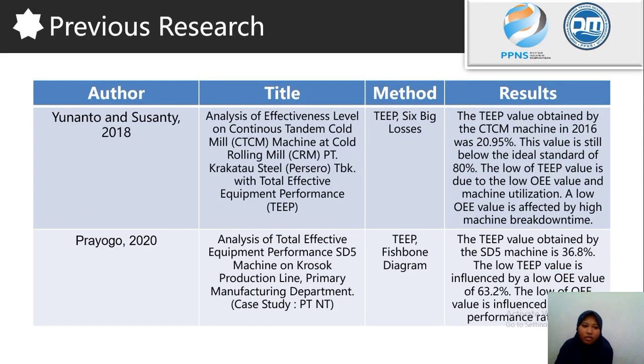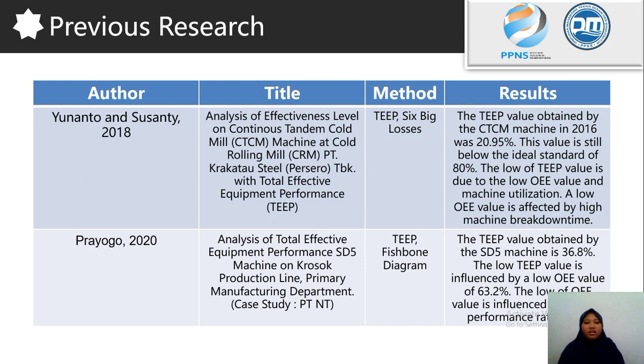And the second research is from Yunanto and Susanti 2018. The title is Analysis of Effectiveness Level on Continuous Tandem Cold Mill CTCM Machine at Cold Rolling Mill or CRM in PT Krakatau Steel Persero Tbk with Total Effective Equipment Performance. The methods are TEEP and six big losses.